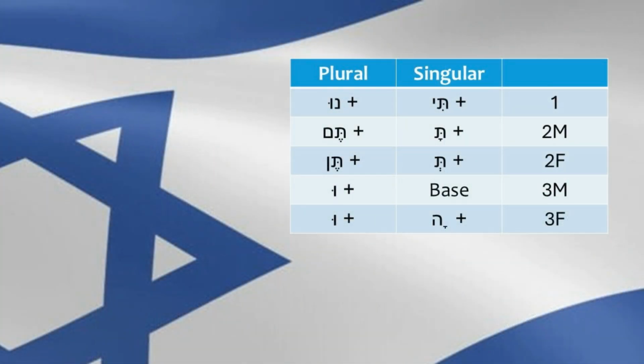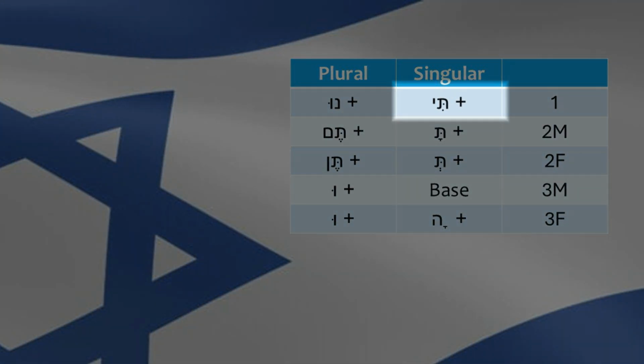So if the subject is ani, the verb gets a t ending. And if the subject is you masculine, so ata, you're going to have a ta ending. Notice here that there is not a hey or anything after the taf to indicate that the taf has a vowel. This bugged me so much when I was in college, but 30 years later, I'm finally okay with it.